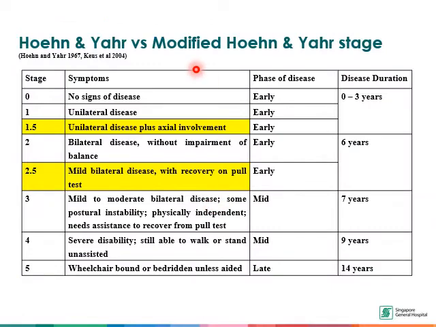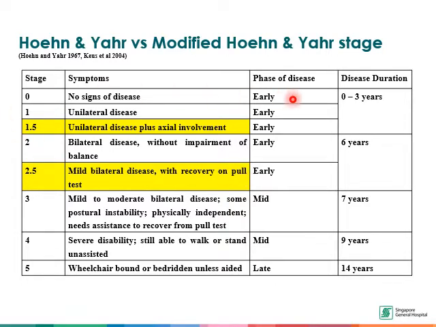There is also the modified Hoehn and Yahr stage with the addition of stage 1.5 and stage 2.5. In stage 1.5 of the modified Hoehn and Yahr stage, there is unilateral disease plus axial involvement. Axial involvement meaning a midline involvement, such as loss of facial expression, loss of trunk rotation. And in 2.5, there is bilateral disease, but there's recovery on the pull test.